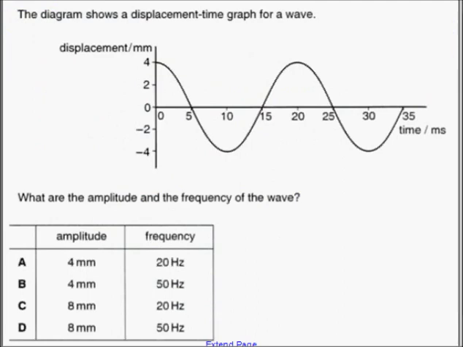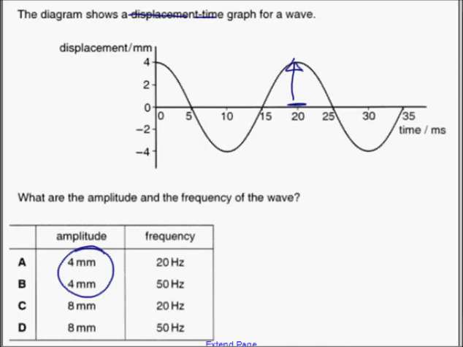Here's a common exam question. The diagram shows a displacement time graph for a wave. Okay, so that's quite important. Displacement time, for a wave. What are the amplitude and the frequency of the wave? So the amplitude, remember, from the mean position to the maximum displacement is your amplitude. So in this case it's 4, so it's either one of those two.